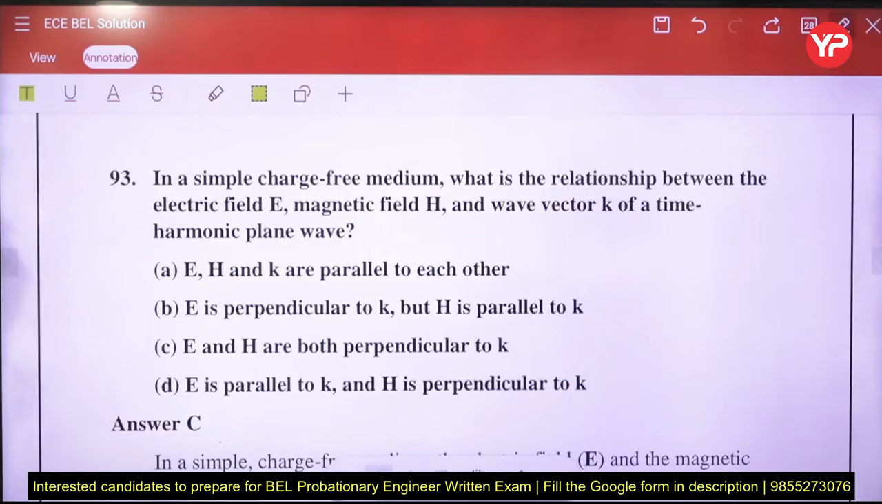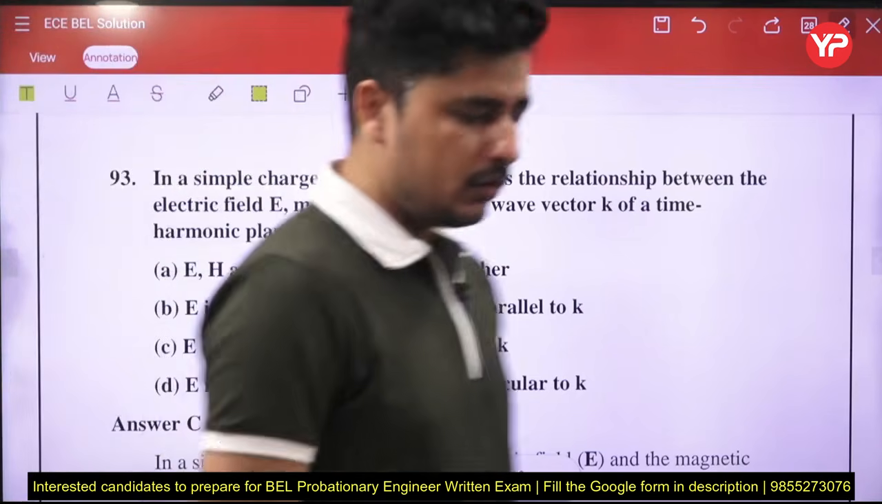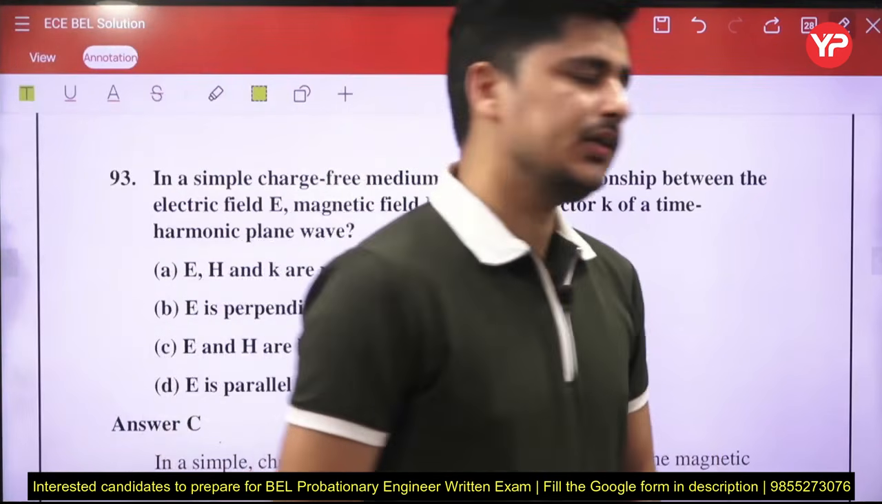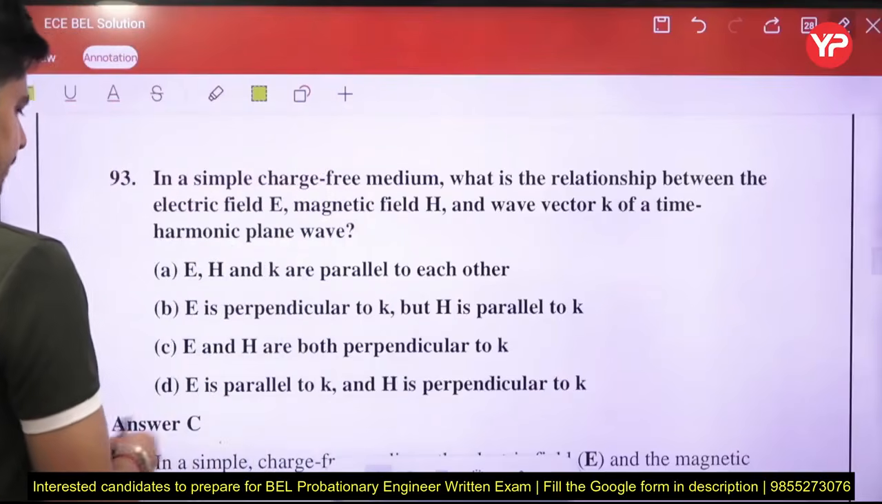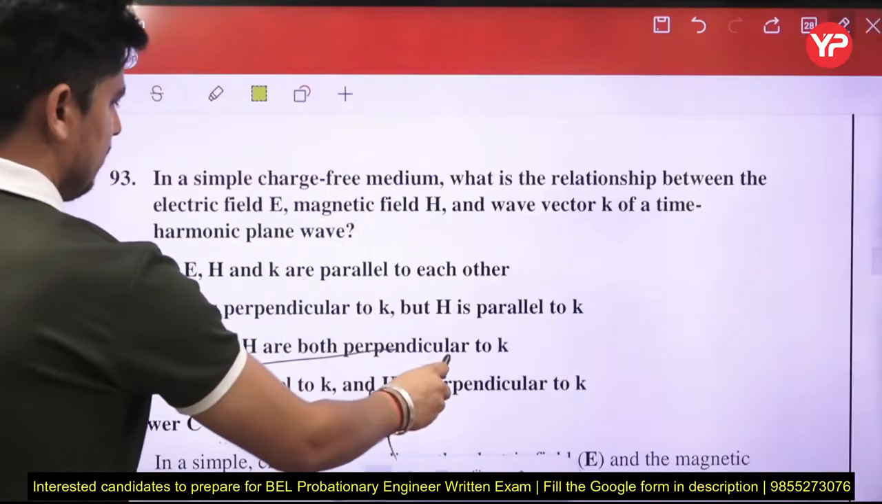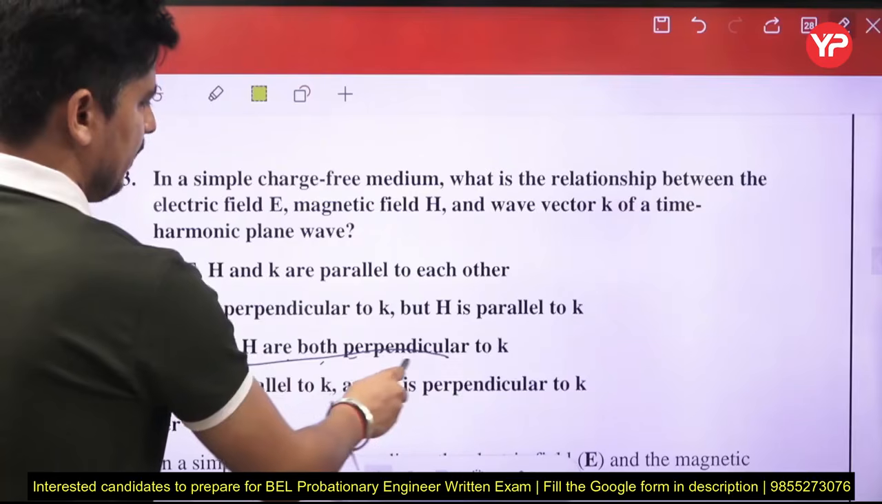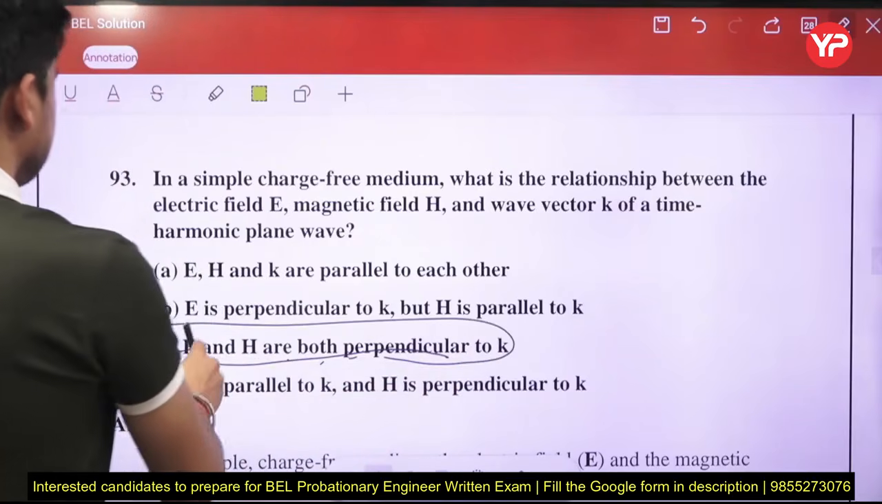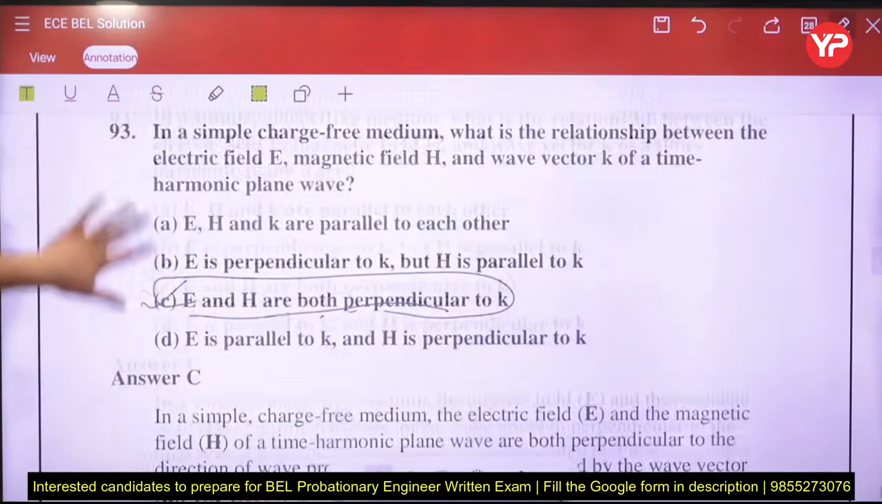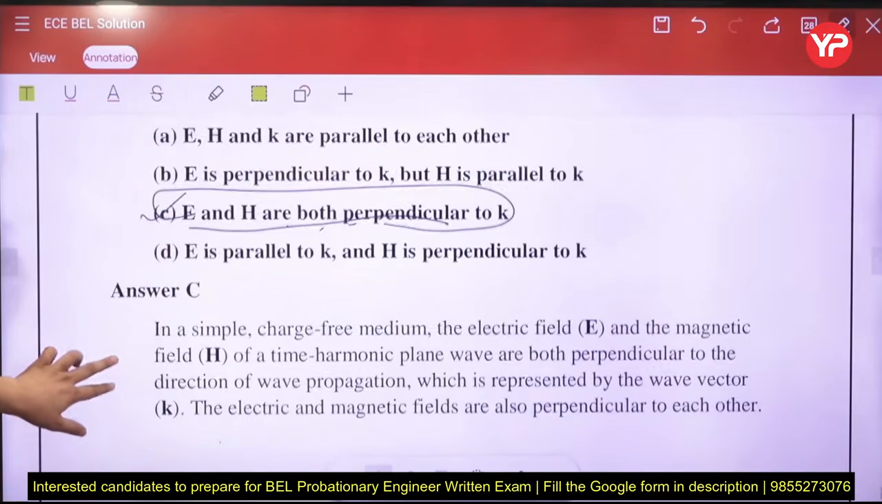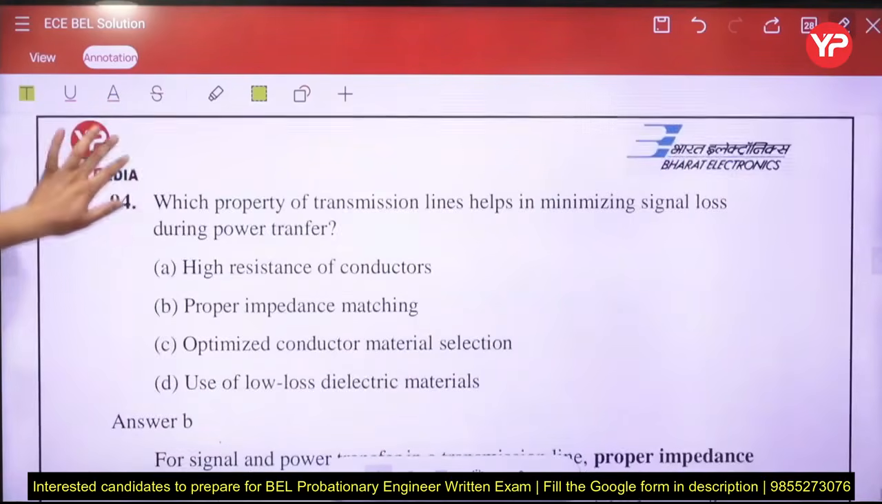In a simple charge-free medium, what is the relationship between the electric field E, magnetic field H and wave vector K? See, the electric field, magnetic field and wave vector in an EM wave are always perpendicular to each other, right? So both E and H are perpendicular to K, right? And also E and H are perpendicular to each other.